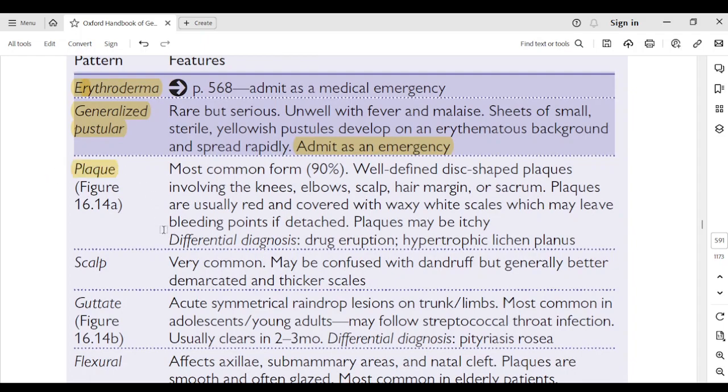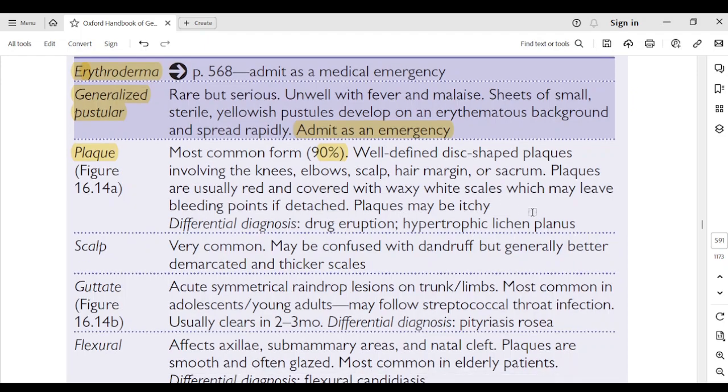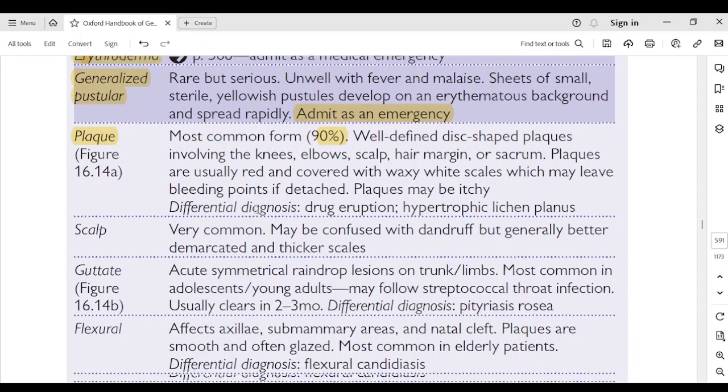Plaque psoriasis is the most common form, 90% of the cases, with well-defined disc-shaped plaques involving the knees, the elbows, the scalp, the hair margin or the sacrum. Plaques are usually red and covered with waxy white scales which may leave bleeding points if detached. Plaques may be itchy. Differential diagnosis could be a drug eruption. It could be hypertrophic lichen planus.